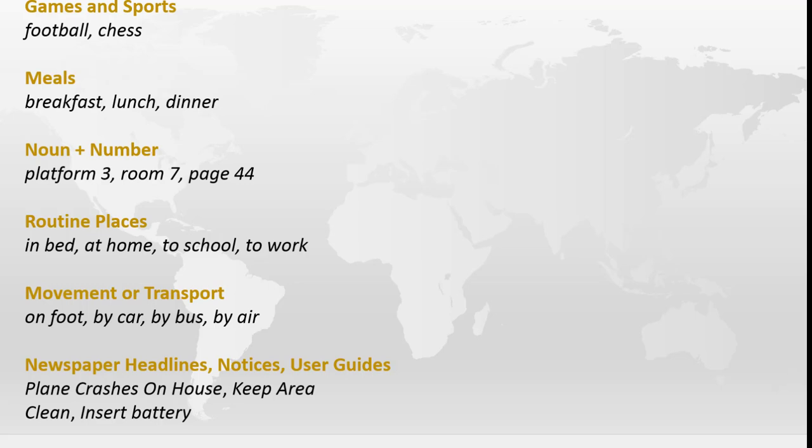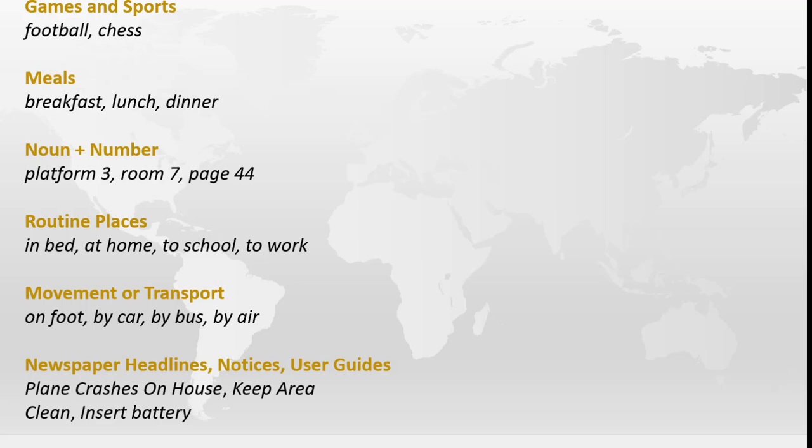So next one, routine places. In bed, at home, to school, to work. Normally we don't say to the work, to the school. No, we don't say like that. So this is also another type of common mistake. We should learn to use the routine places without a definite article. Movement or transport, like on foot, by car, by bus, by air, or by plane. We don't say by the car because I'm not referring to one specific car.